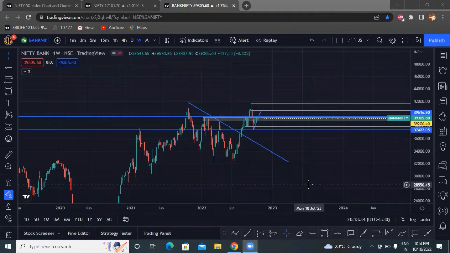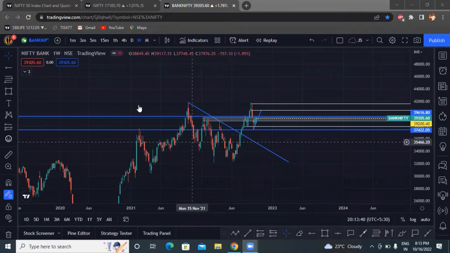Today we are going to discuss weekly, daily and 15 minutes analysis over Bank Nifty and Nifty. First I have opened the Bank Nifty chart in weekly time frame. Let me show you how the scenarios have been forming.